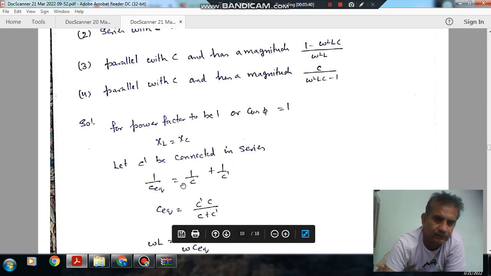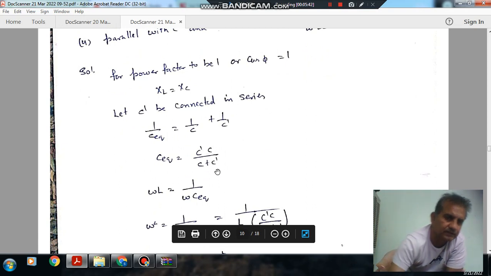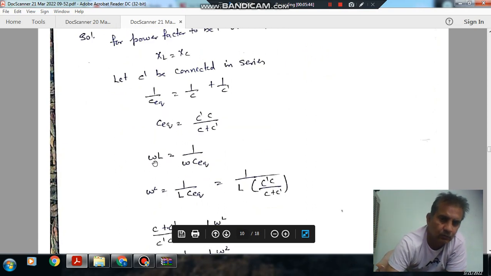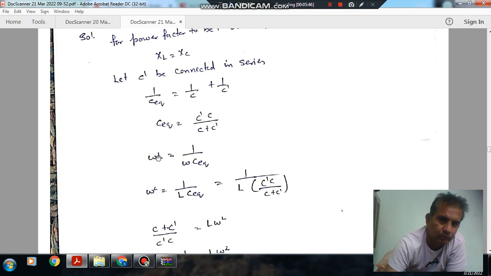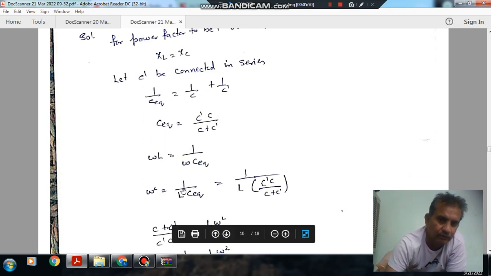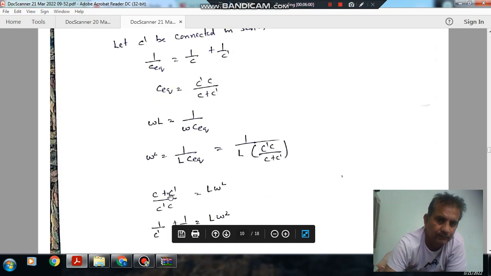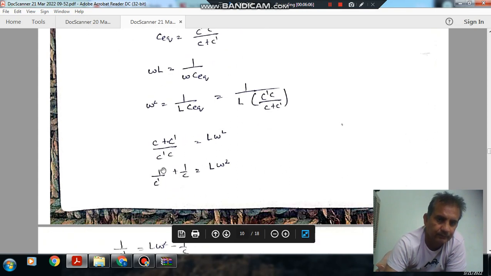C equivalent will be C'C divided by C plus C'. Now XL is equal to XC, so omega L is equal to 1 by omega C equivalent, and omega square is equal to 1 by L C equivalent, and 1 by L C equivalent is C'C divided by C plus C'. Or C plus C' divided by C'C is equal to L omega square, and 1 by C' plus 1 by C equals L omega square.